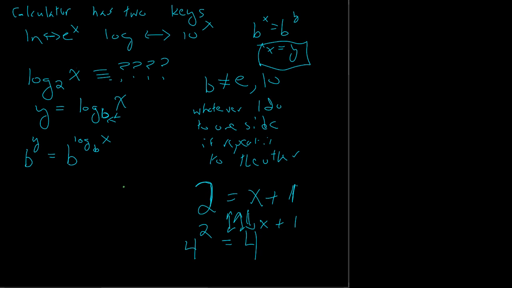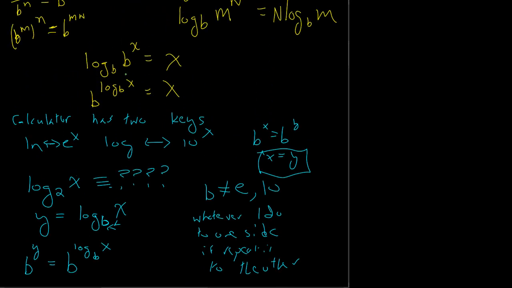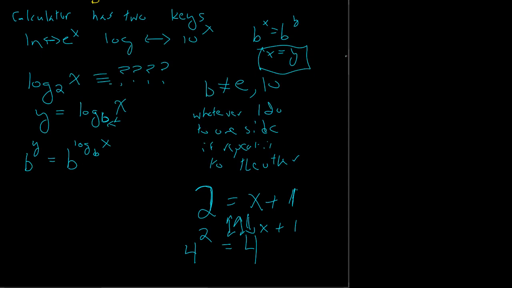Now, it's a valid mathematical trick. I've enforced a base, and the base I've enforced is the one I don't have a key for on my calculator. But if I come up here, notice a base to a log base b of x is just x. And so I've gotten rid of that from out there. I have gotten rid of the logarithm I don't have a key for. And these are mathematically correct.